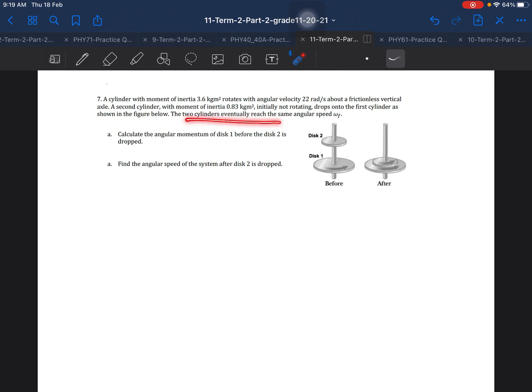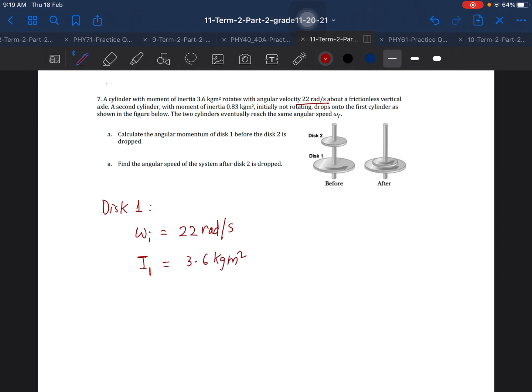The two cylinders eventually reach the same angular speed Wf. So it's asking us to calculate the angular momentum of disc 1 before disc 2 was dropped. So for disc 1 we have Wi, the angular velocity in the beginning, that is initial, is 22 radians per second, and its moment of inertia for disc 1 is given as 3.6 kg m².